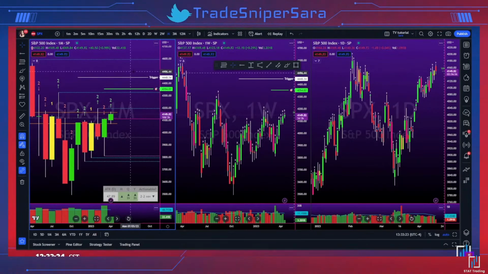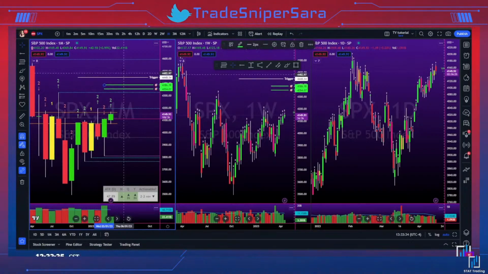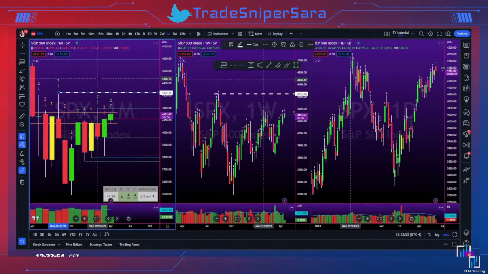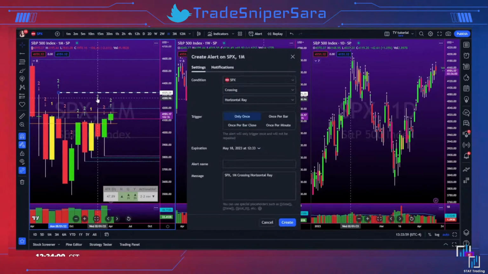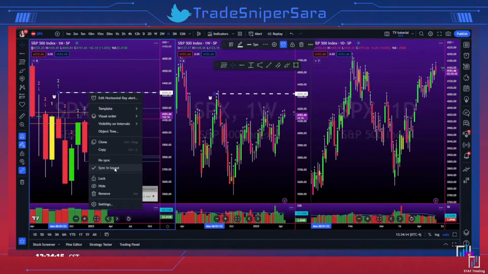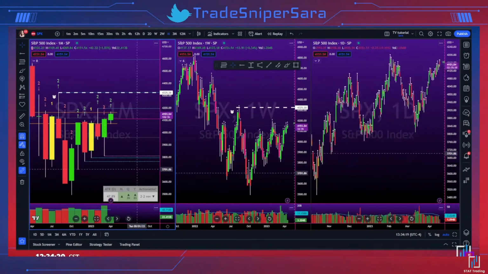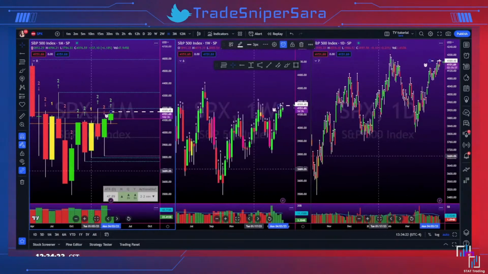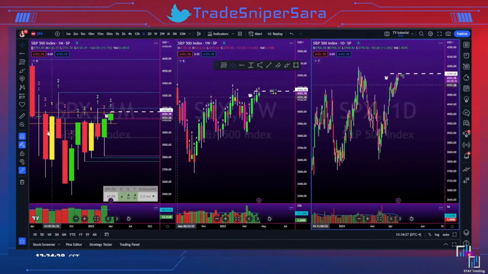If you want to clone a line real fast, hover over the line that you want to clone, press and hold down the control button on your keyboard, click and drag. That's it. Let's say you want to add an alert on a line, right click, add alert, enter. Easy. You want to have sync and layout. And then all your drawing tools will go to all your charts because you don't want to lose your levels, right?